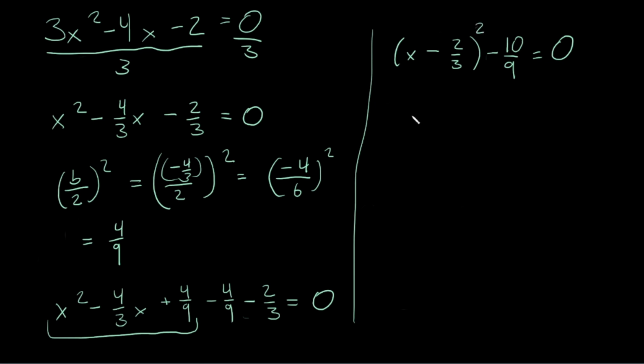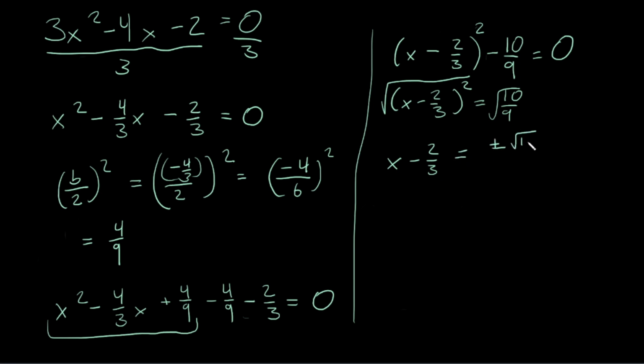Squared. Now, let's add 10 over 9 to the other side, so we have x minus 2 over 3 squared is equal to 10 over 9. Sorry, you have to remember the squared part too. And then let's square root this. So we'll end up having x minus 2 over 3 is equal to plus or minus square root of 10 over 3.